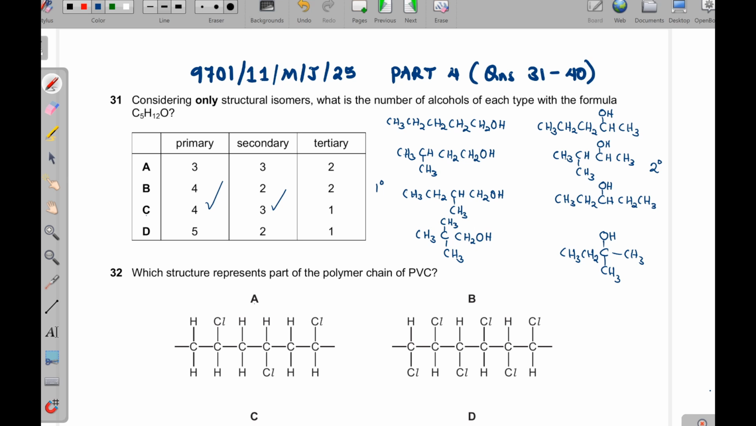Let's say we were using this one here, and maybe you shift this whole ethyl and put it here. You will see that you still have an ethyl group, then a methyl group, and then a methyl group. It's the same. So you are only going to get one tertiary alcohol, which is here. So that means our answer is C.